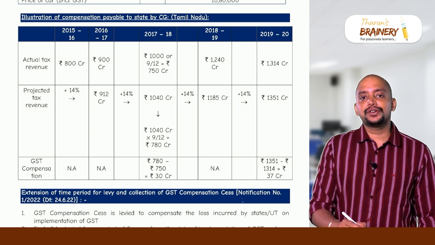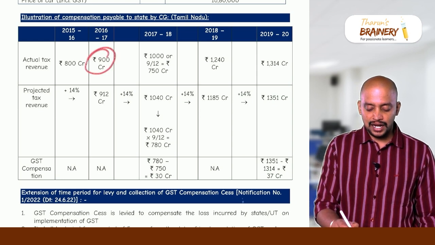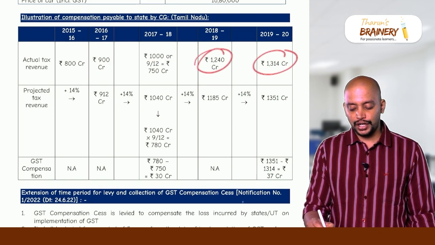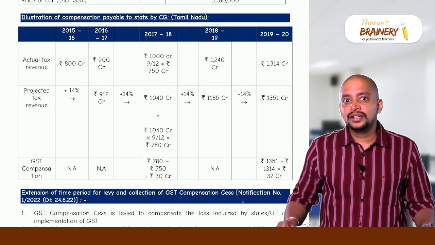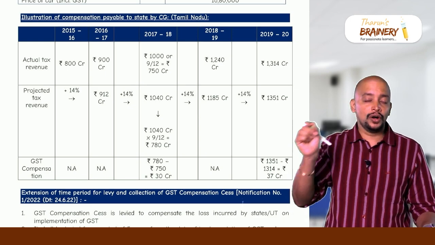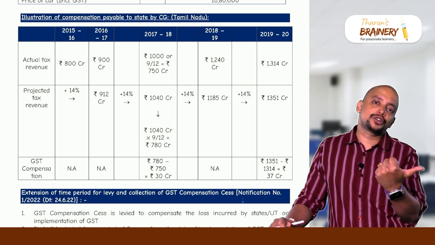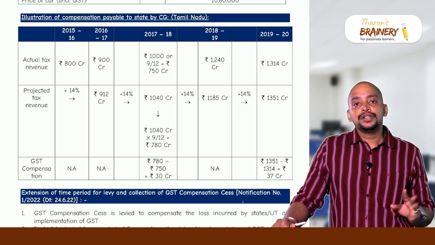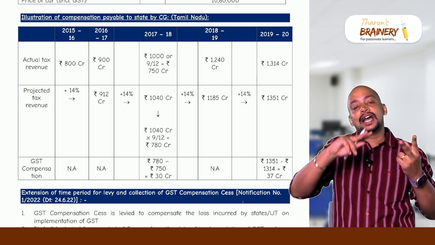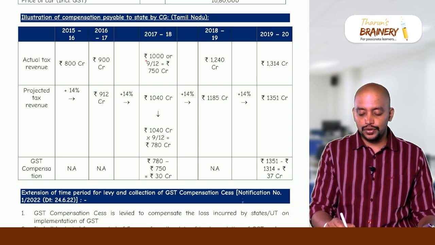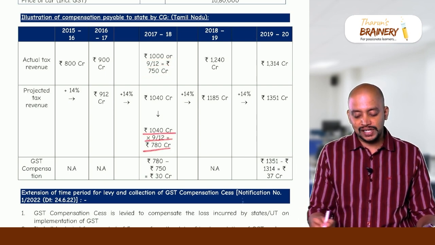Then you need to see the actual tax revenue of the state: 900 crores, 1000 crores, 1240 crores and 1314 crores. GST was implemented from July 2017, which means from July to March, 9 months. So convert the projected and actual revenue for 9 months: 1000 crores into 9 by 12 is 750 crores, and 1040 crores into 9 by 12 is 780 crores.